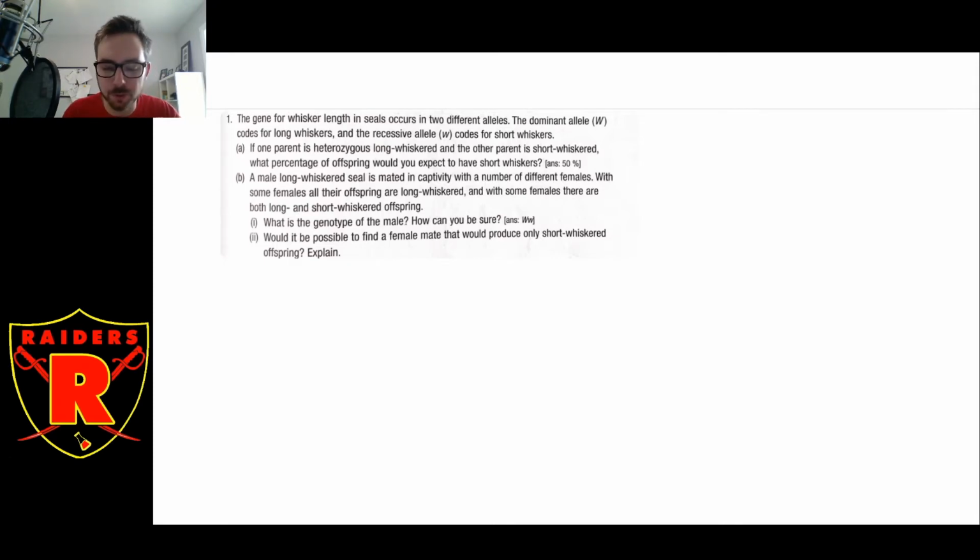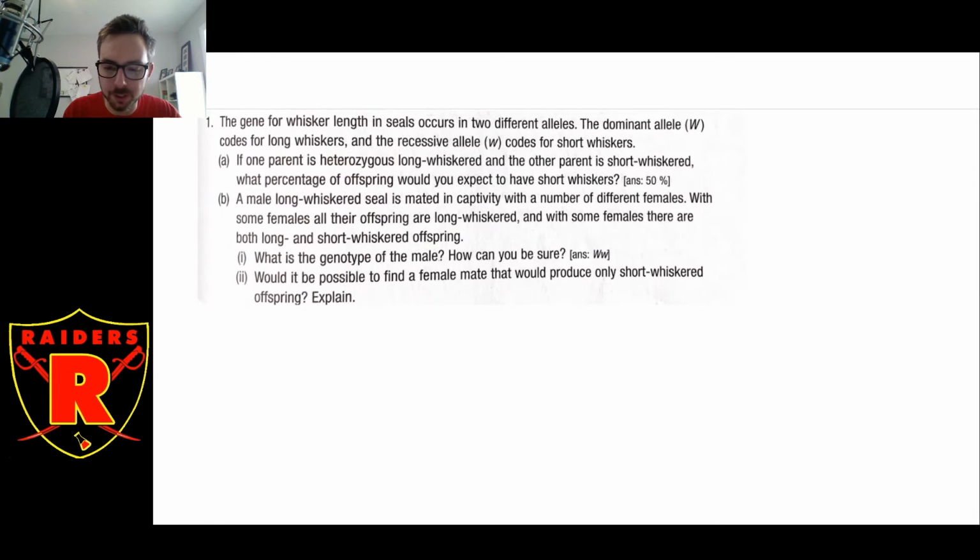Okay, so the first question in the textbook is giving you a scenario with cats. And we're looking at a gene for whisker length. And it says that there are two types of whisker length that you can see in cats, two different alleles. You can either have the dominant allele, which is going to be denoted with a big W, and that codes for long whiskers, or you could have the recessive allele, which is little w, and that codes for short whiskers. So that's going to give us our let statement straight off. It's telling us what our let statement is going to be.